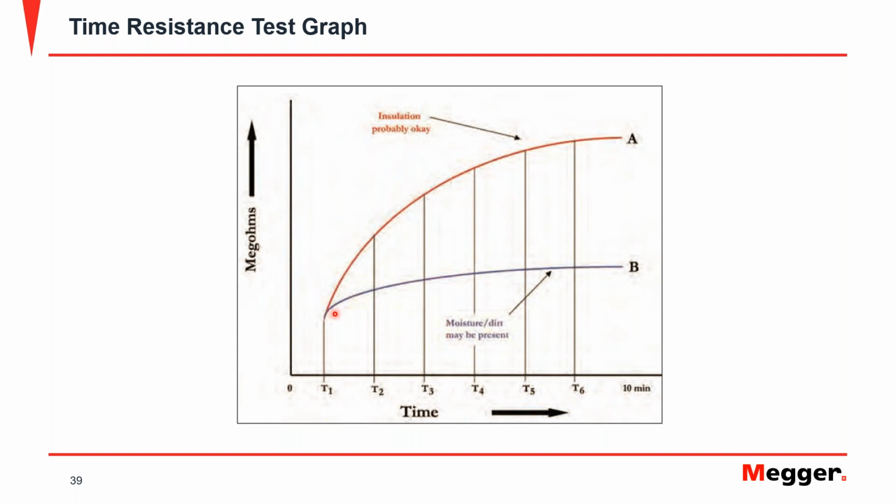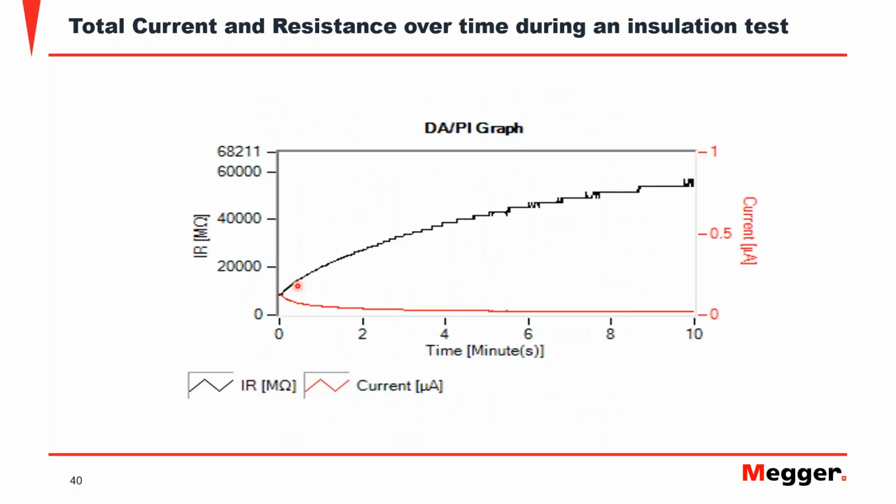But if the main component of your current is actual leakage current, then your resistance measurements are not going to recover very well, and you're going to have this more flat or flatter curve. Now, this is an actual example of a dielectric absorption ratio or polarization index graph, where we have the resistance here and the current down here.